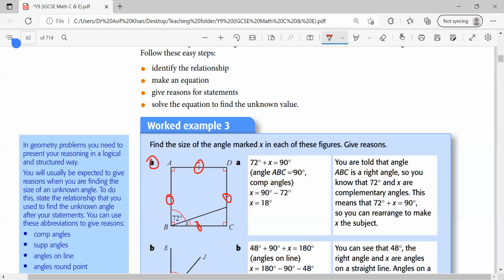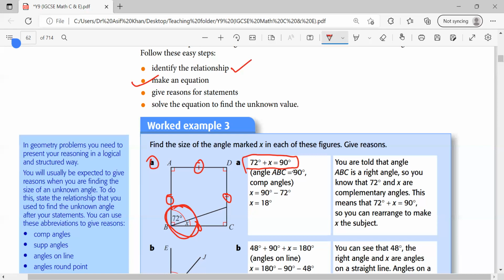Now, as the steps say, identify the relationship. We are working for the relationship between this angle 72 and x. We know that at every corner, the sum of the angles is equal to 90 degrees. So the sum of these two angles will be equal to 90 degrees. In the second step, make an equation: 72 plus x is equal to 90 degrees.